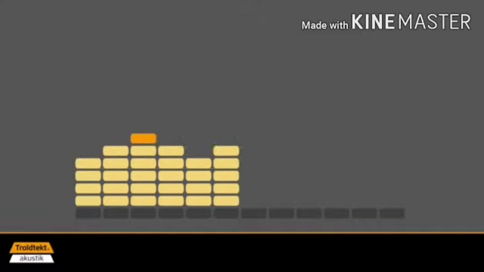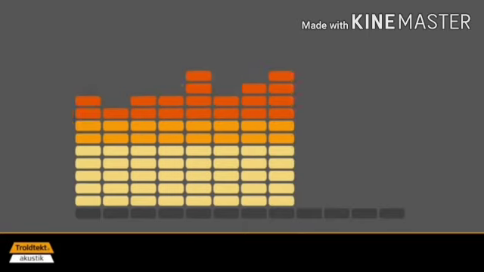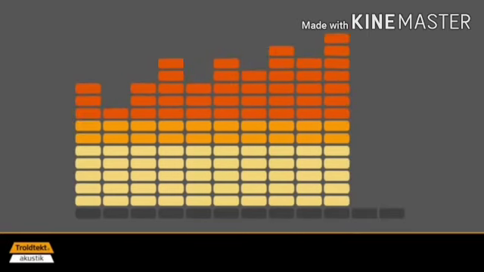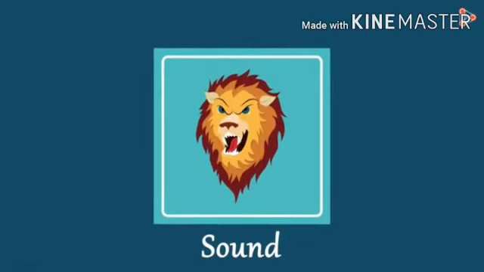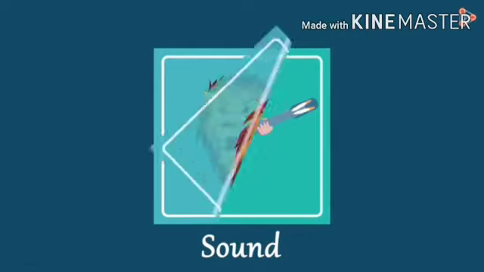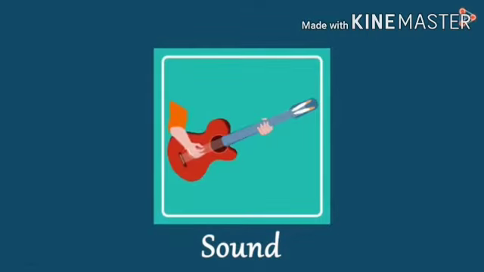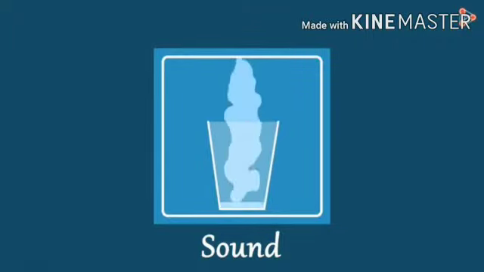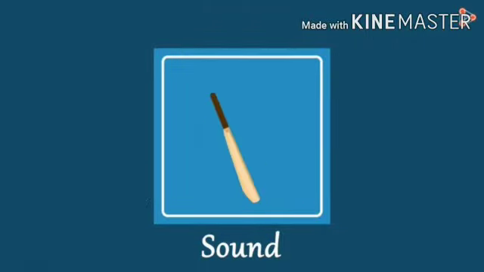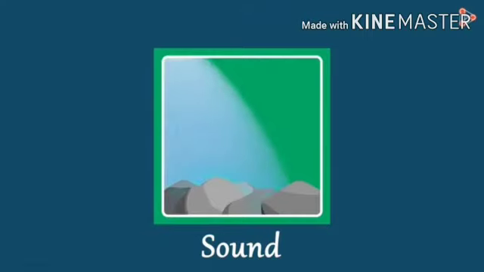In this lesson, we are going to discuss how sound is produced, how that sound is propagated, and how we can hear sounds. Different sounds are heard in our daily life. When a lion roars, when we play musical instruments, water pouring into a glass tumbler, a bat hitting the ball, and water hitting the rocks are the sounds we can hear in our surroundings.